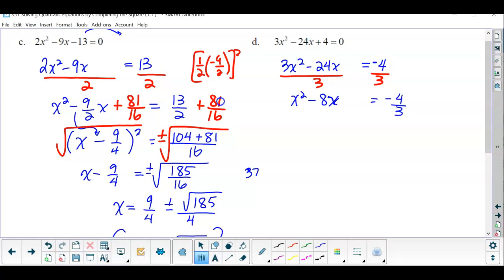Okay, then take half of negative 8 and square it. So that's 4 squared, which is 16. Okay, you're always adding on the left. And then if you're doing the same on the right, it's adding as well.